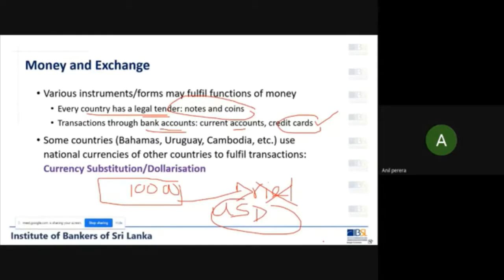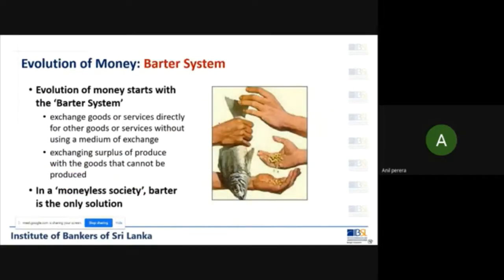So mainly their transactions are with India, so they prefer to have Indian currency. There could be various reasons. This situation, you call it currency substitution or dollarization. So Bahamas, Uruguay, Cambodia, even Maldives, those countries are considered dollarized countries. Dollarized means you use the currency of another country for domestic transactions. Just mentioned to you for your knowledge.